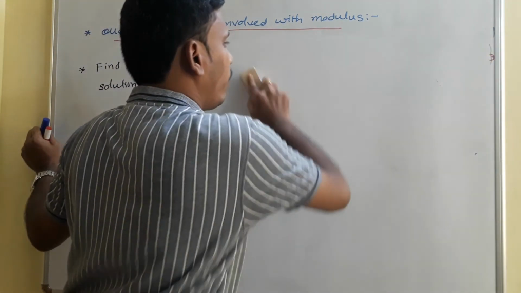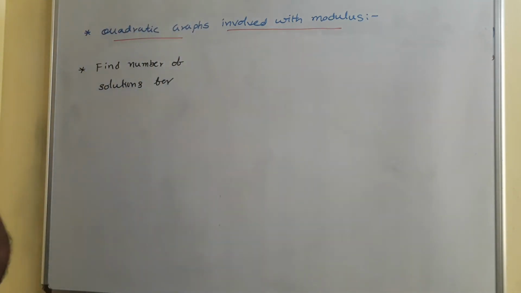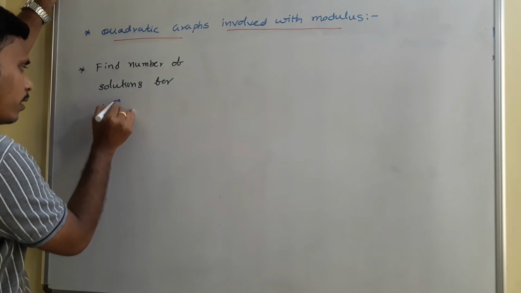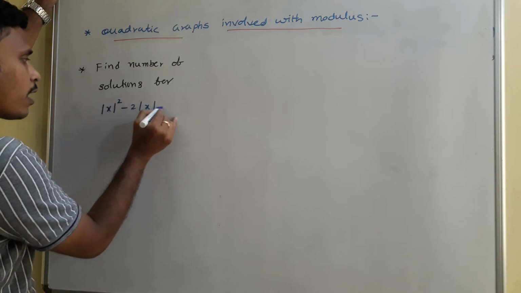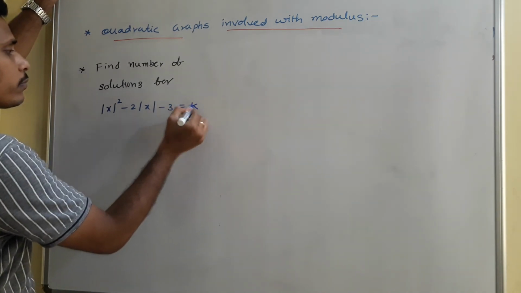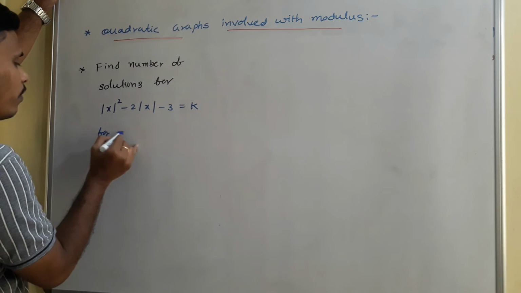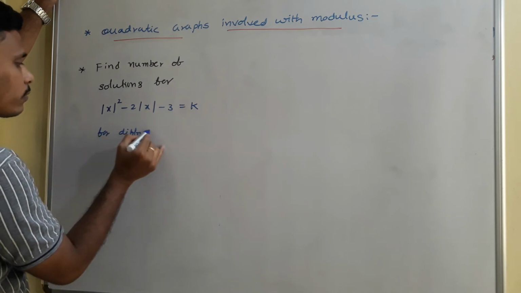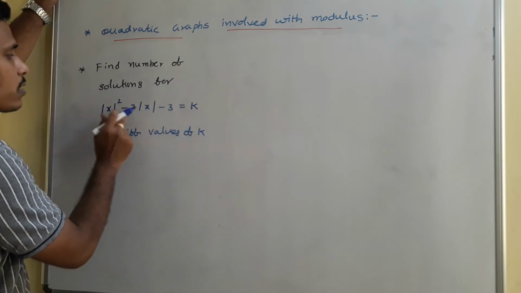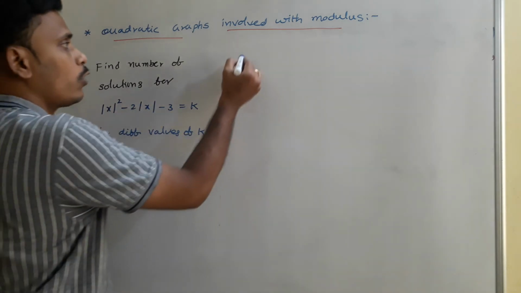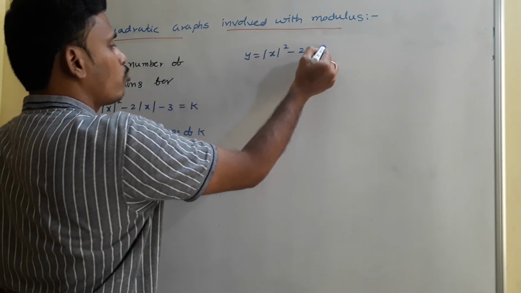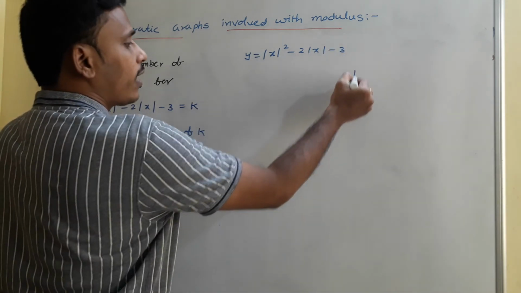Suppose you have to find the number of solutions for mod x squared minus 2 mod x minus 3 is equal to some k, for different values of k. We need to discuss the total graph, okay? First of all, you just try to sketch the graph of y is equal to mod x square minus 2 mod x minus 3. Yeah, we know the graph, we already sketched it.